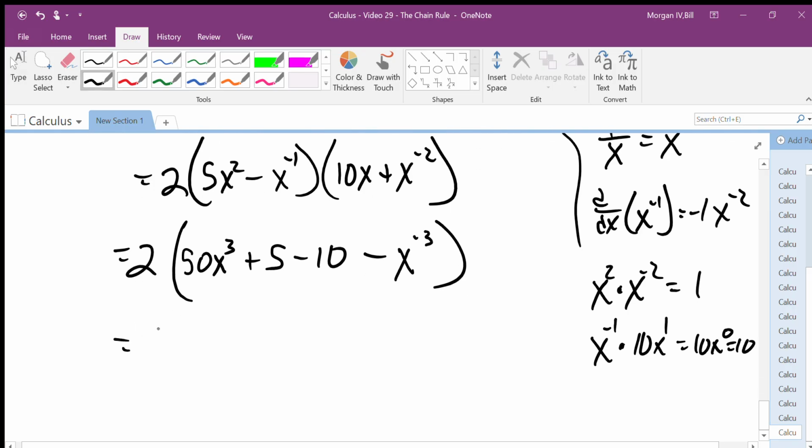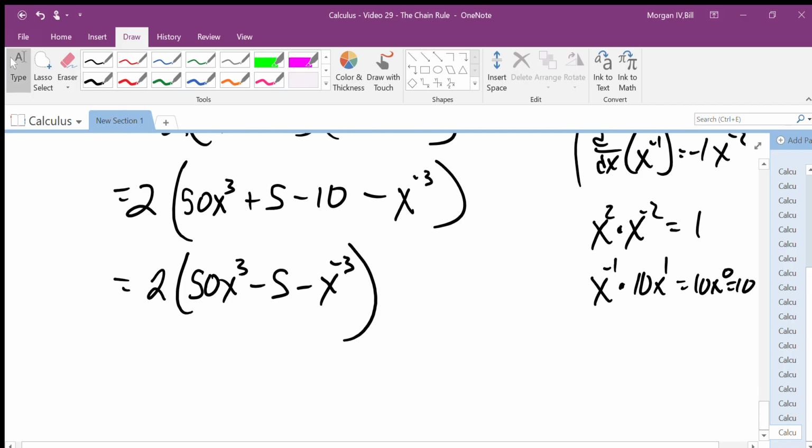And we get this. 2 times 50x to the third minus 5 minus x to the negative third. And if you want to distribute the 2 in there, you're more than welcome to do so. But this looks like a pretty good answer.